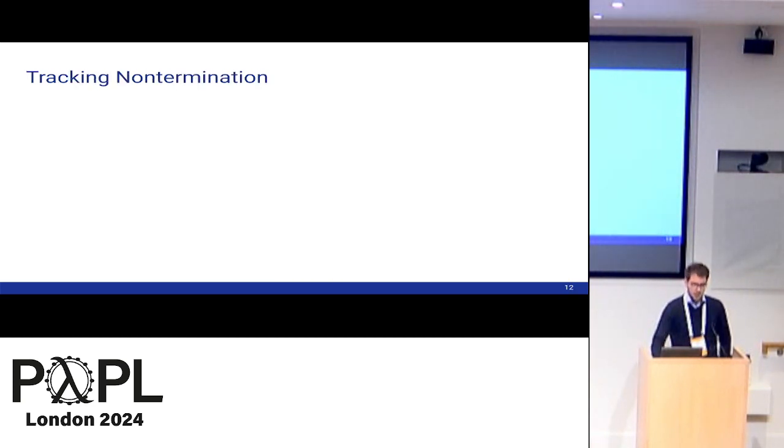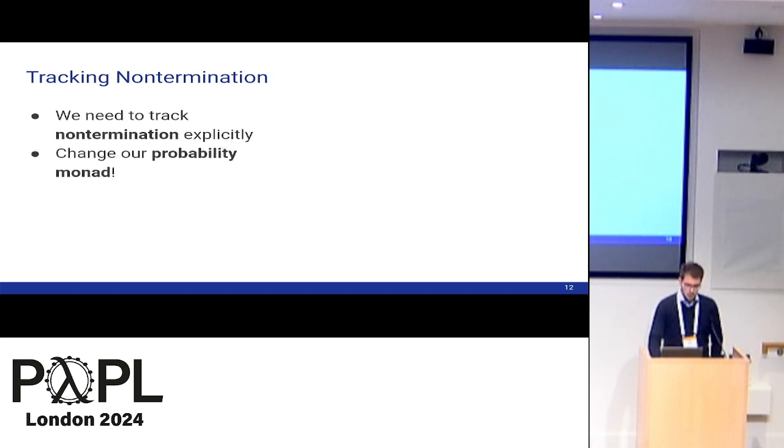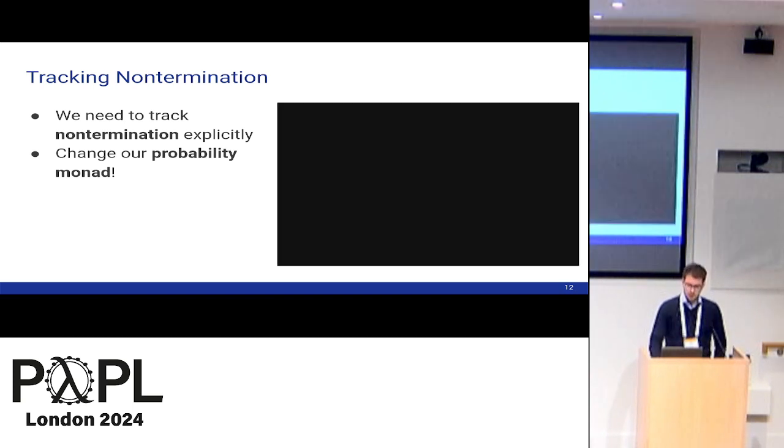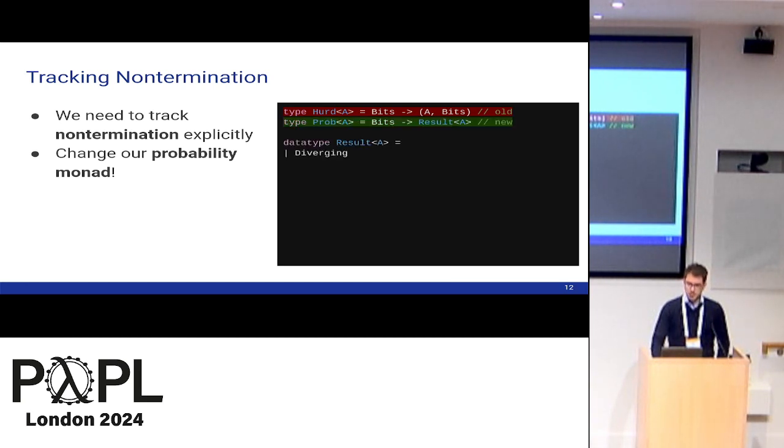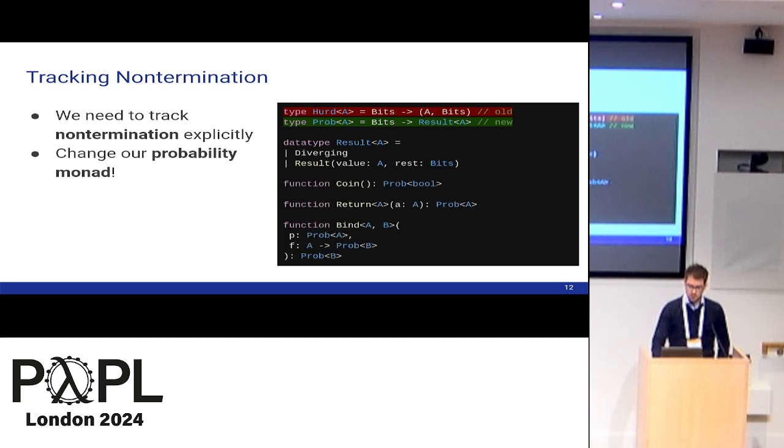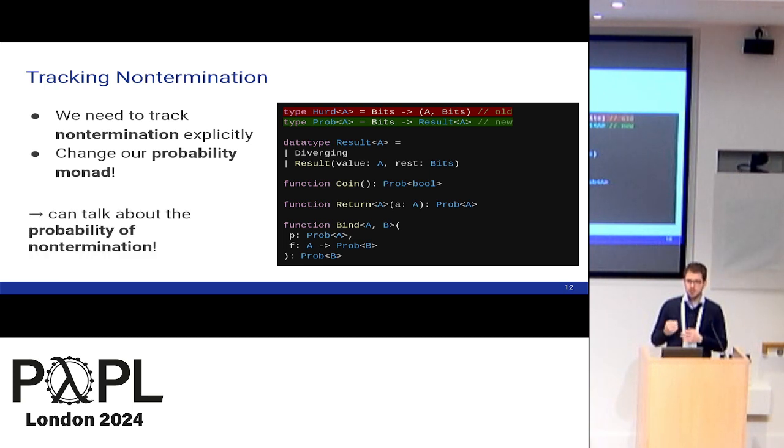So what do we do? Our idea is to track non-termination in the probability monad type. So we change our probability monad as follows. This was the old version, which returns a pair of A and the remaining bit stream. And instead we return a result type, which can either be diverging, if the computation doesn't stop, or it can be, again, a pair of a value and the remaining bit stream. And all the combinations we had before, we can define just fine. I won't show you the definitions. And now this allows us to talk about the probability of non-termination and to state that the probability of non-termination is 0.